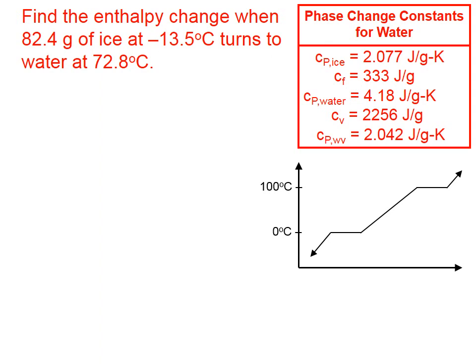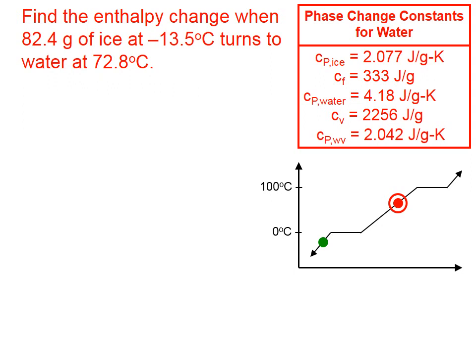Where are we starting on this heating curve, and where are we going to end up? Well, it says we're at ice at negative 13.5 degrees Celsius. So clearly that's going to be below 0. And we're going to end at 72.8 degrees Celsius. Up here is 100, and down here is 0. So 72.8 is somewhere about there.